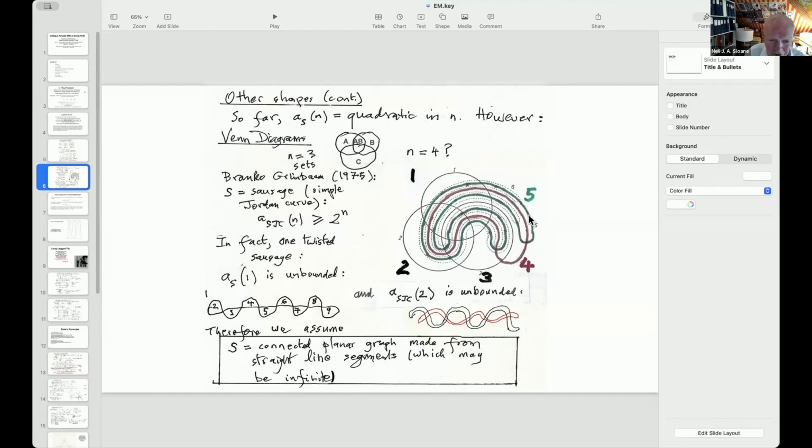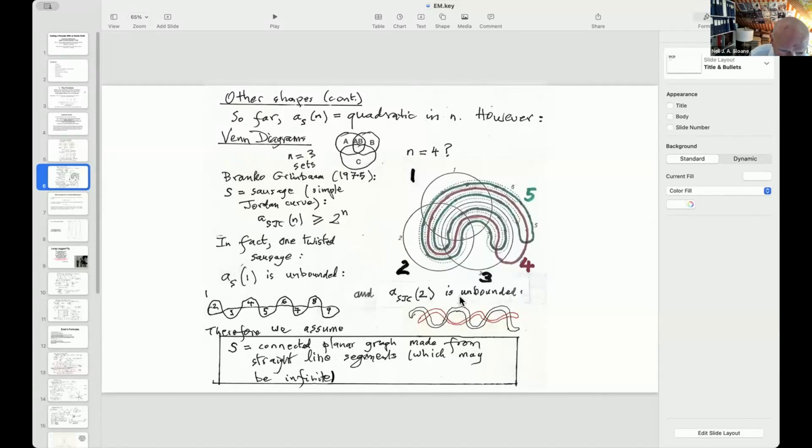And then for the 5th curve, it's the green curve, and it goes around and around, and you do it in such a way that it meets all of the previous 16 regions at least once, and so on. There's a 6th dotted line here, but obviously this generalizes. And so with n sausage shapes, you can get 2 to the n regions. In fact, you can get a lot more than that.